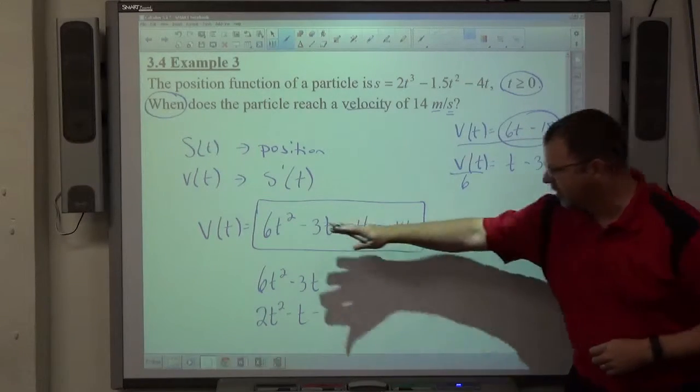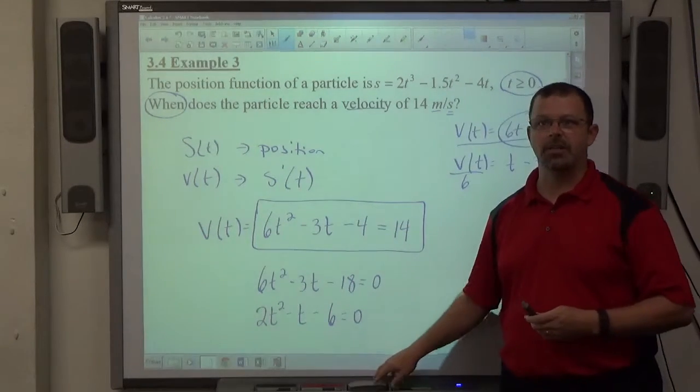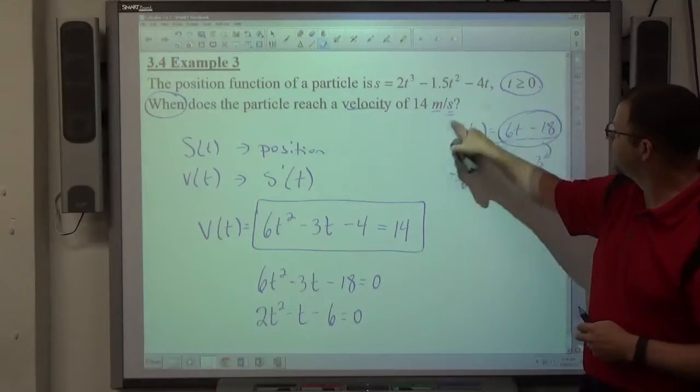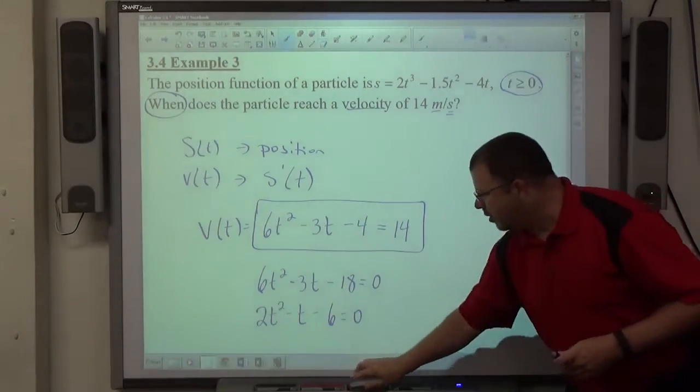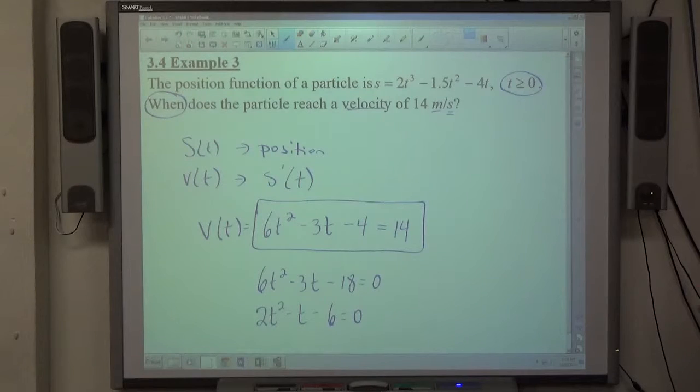If it's a velocity function, leave it. If you're solving an equation, go ahead and divide if you feel like it. Divide by a constant. All right, so 2t squared minus t minus 6 equals 0. That might be factorable. It's not easily factorable, right? So I would probably go to the quadratic formula here.